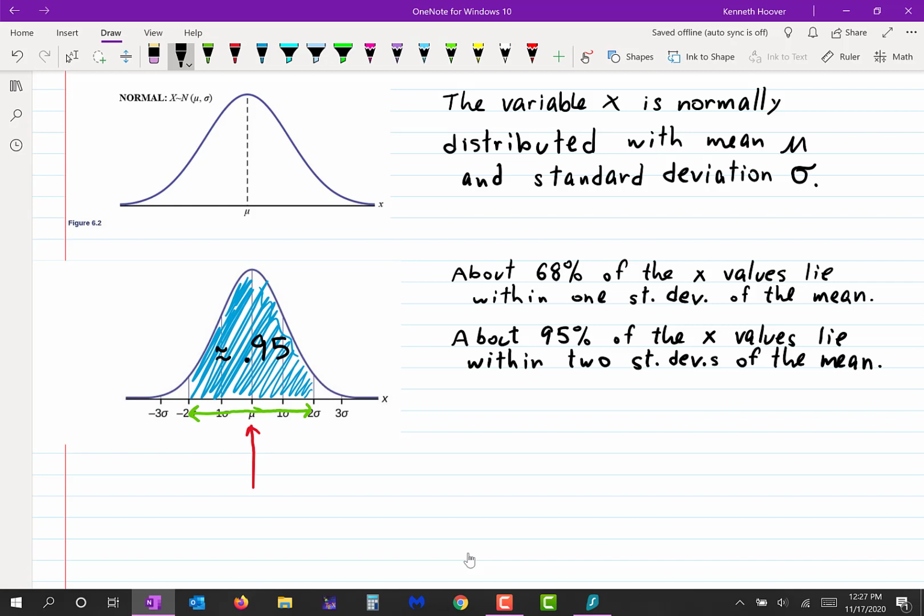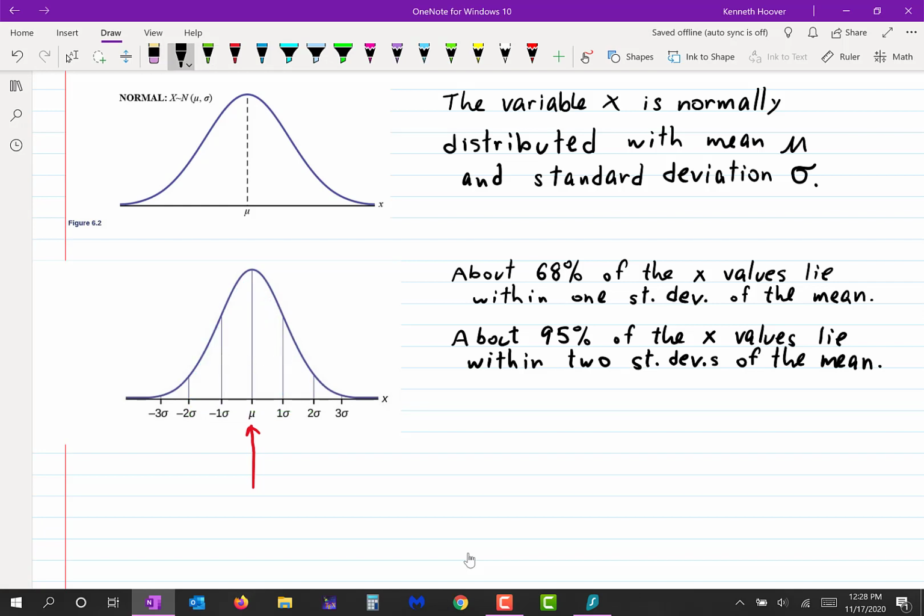So again, if you have a test and the mean was 75 and the standard deviation was 10, 75 minus 20 is 55, and 75 plus 20 is 95. And so you would know that about 95% of the class got scores between 55 and 95 on the test. Okay? All right.